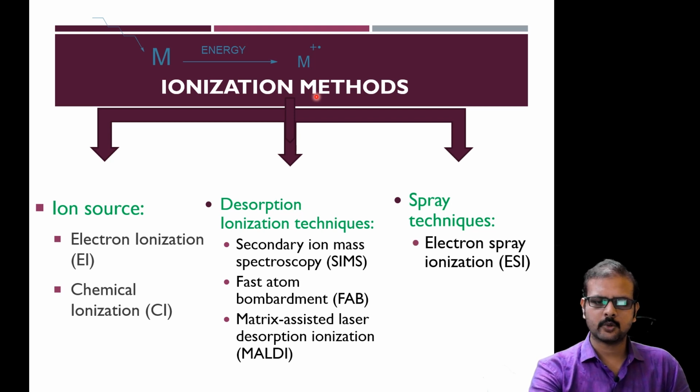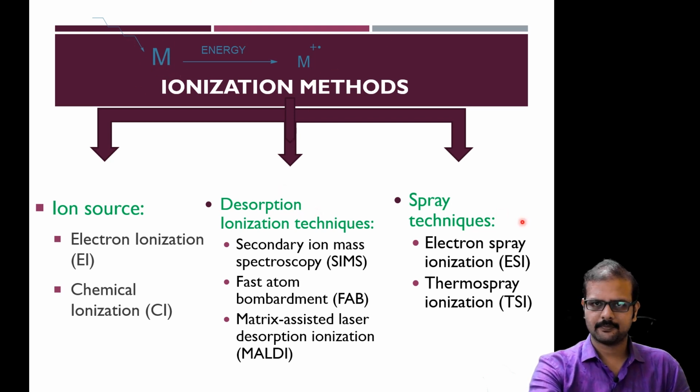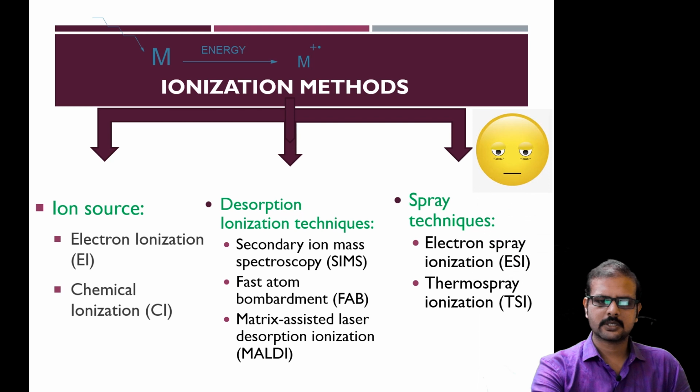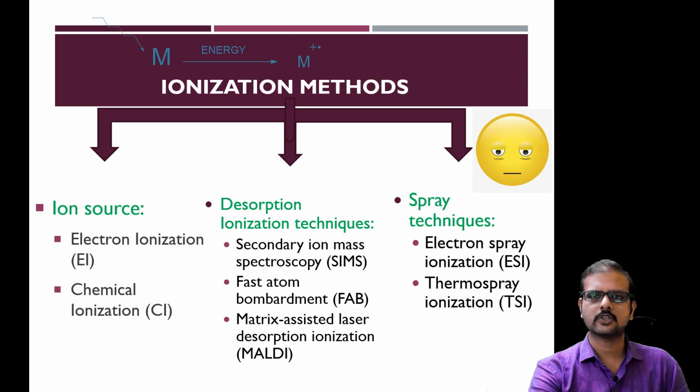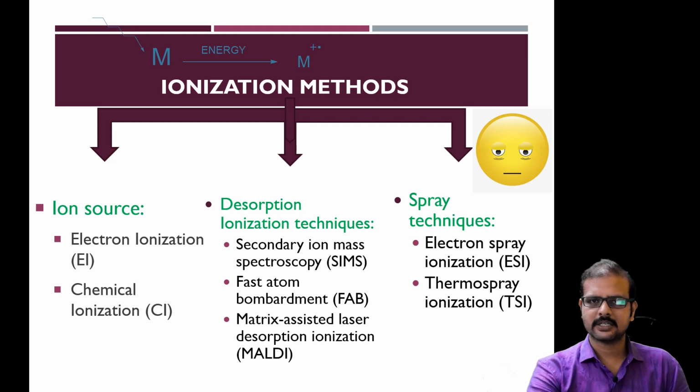In spray technique there are two techniques, that is electron spray and thermal spray. These are the different ionization methods involved for the ionization of a molecule into the molecular ion, which contains a single positively charged species. For this process, it is a headache to decide which technique is to be used. Depending upon the molecule or the sample we use, we choose the technique. The ion source technique is the oldest method, whereas the spray technique is the latest development.